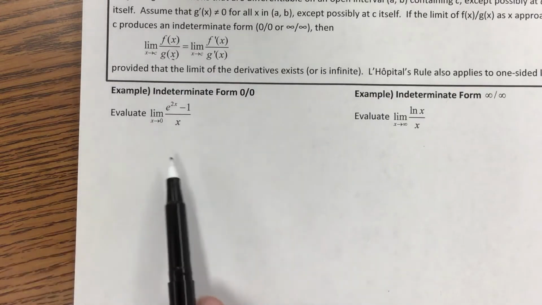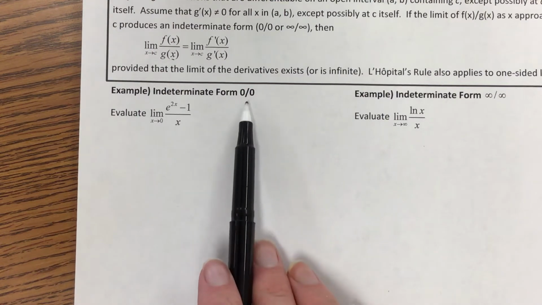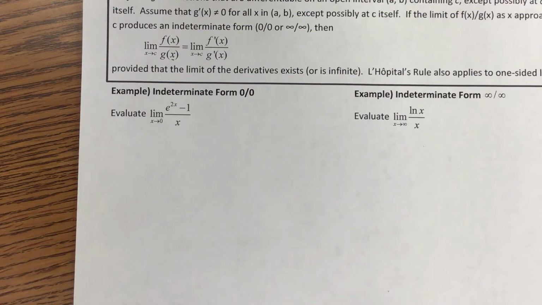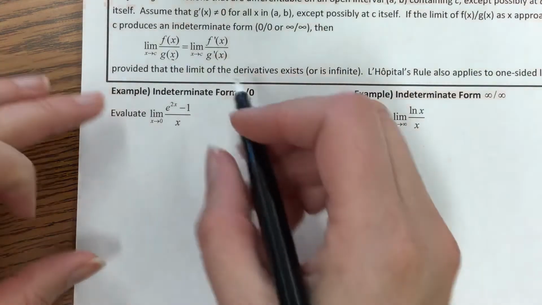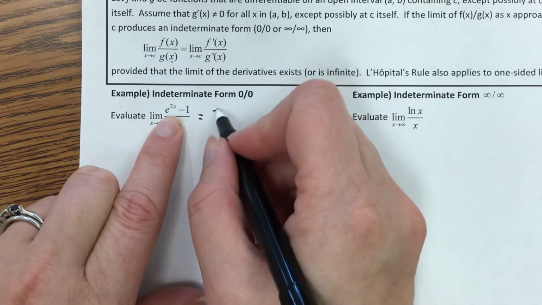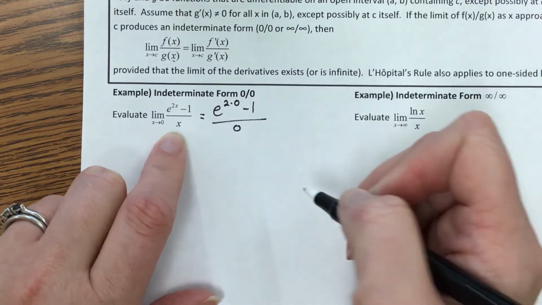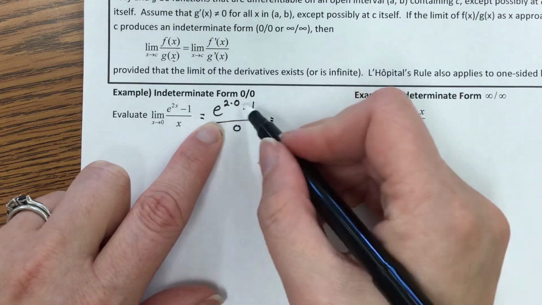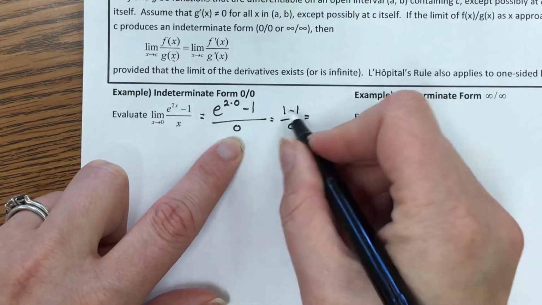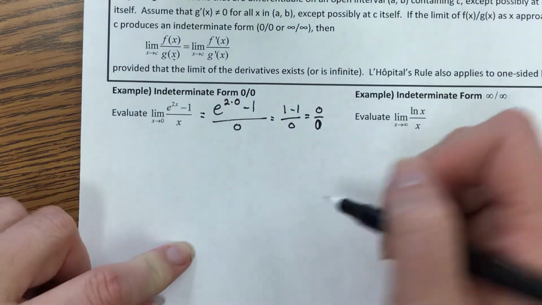So we've got the limit as x approaches 0 of e to the 2x minus 1 over x. We're going to get the indeterminate form 0 over 0. You have to show that you get 0 over 0 when you plug in. So let's try it. The limit as x approaches 0, we're going to plug in 0. e to the 2 times 0 minus 1 over 0. So e to the 0 is 1, minus 1 over 0. This equals 1 minus 1 is 0 over 0. All right, so we get 0 over 0.